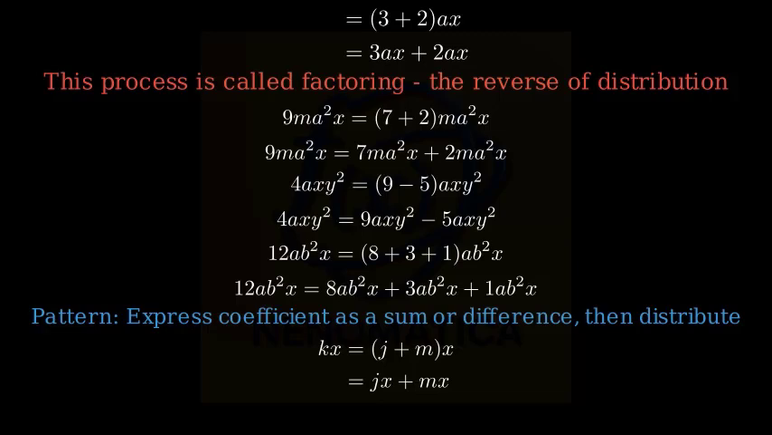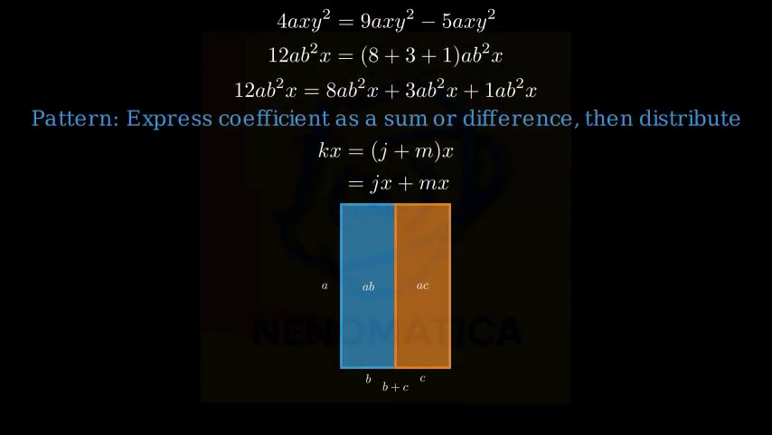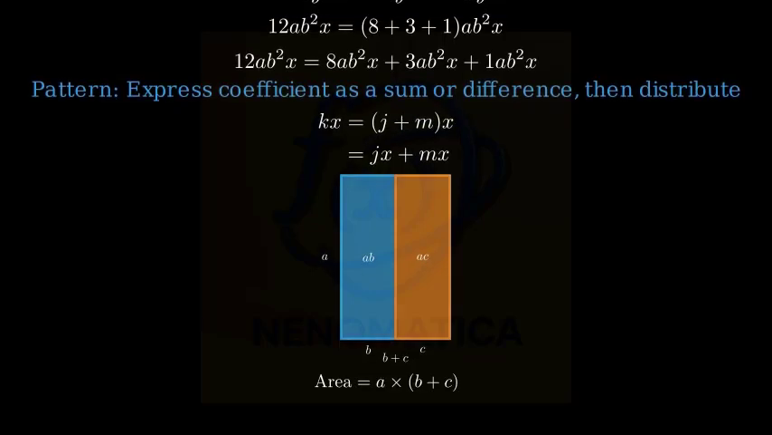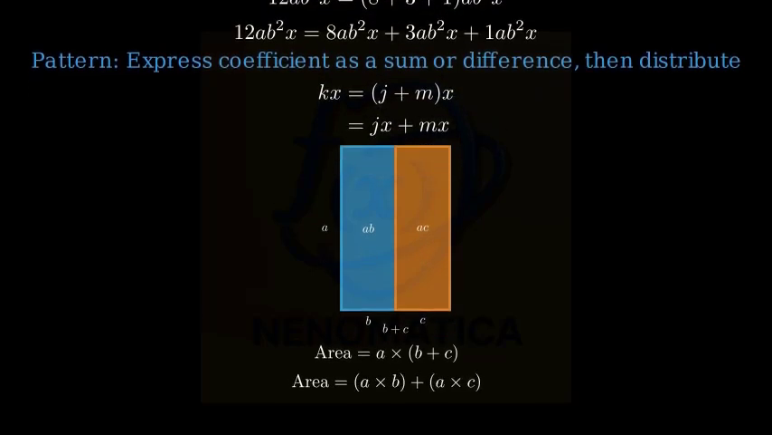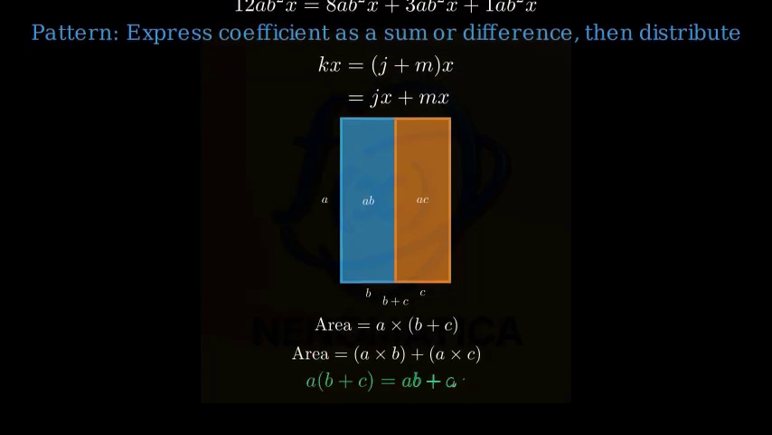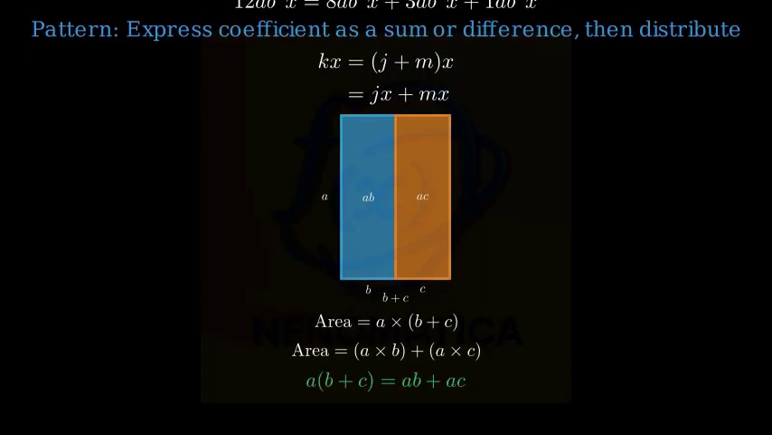Let's visualize this property with a geometric interpretation. If we have a rectangle with width a and length b plus c, its area can be calculated in two ways. One way is to multiply a times the sum of b plus c. Another way is to split the rectangle into two smaller rectangles and add their areas, a times b plus a times c. Both calculations yield the same result, which is a visual proof of the distributive property.